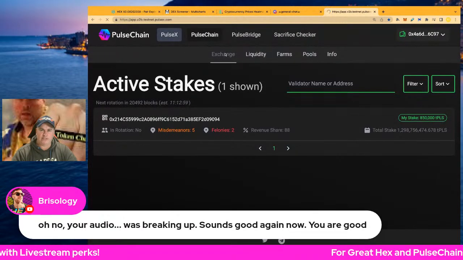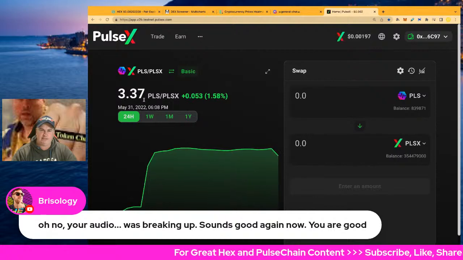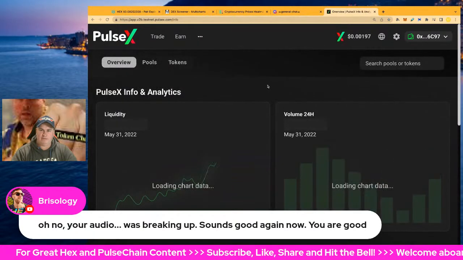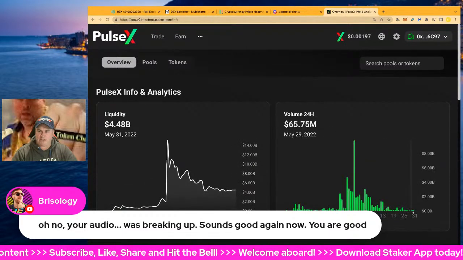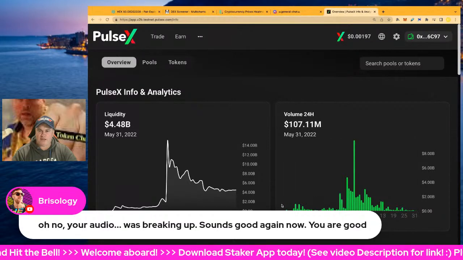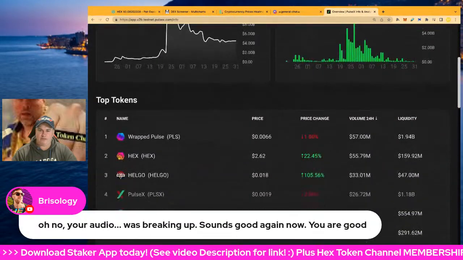And finally, Pulsex is just ticking away here. Let's see what the average is, 3.38, 3.37 Pulsex per pulse at the moment. And of course, we have a look at the info. Not a lot of people are playing around on the Pulsex exchange at the moment. Obviously, everyone's just waiting for Pulsechain to finally launch and get real activity in there. But that should be fun to see that play out.